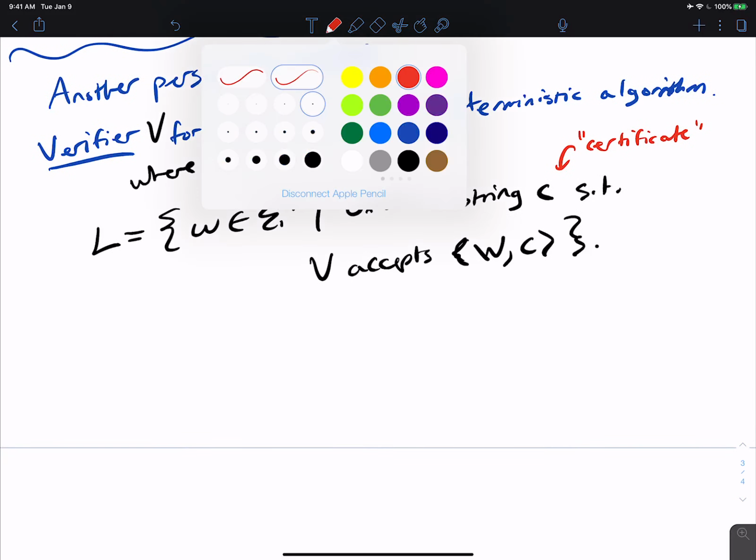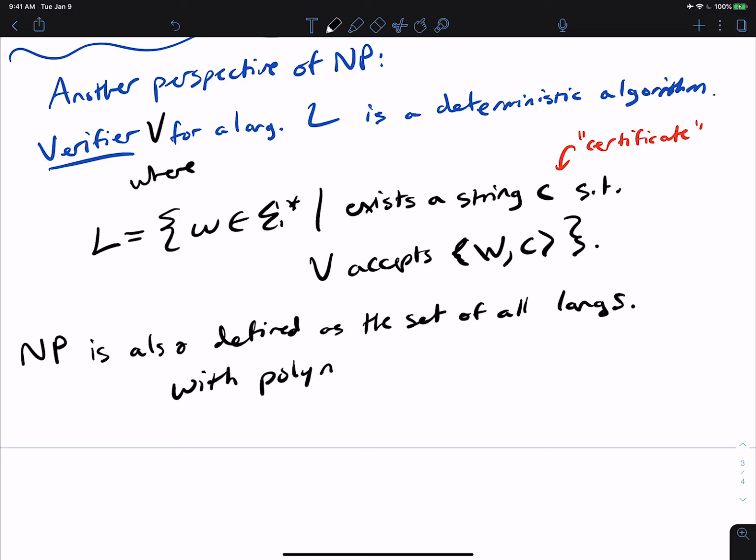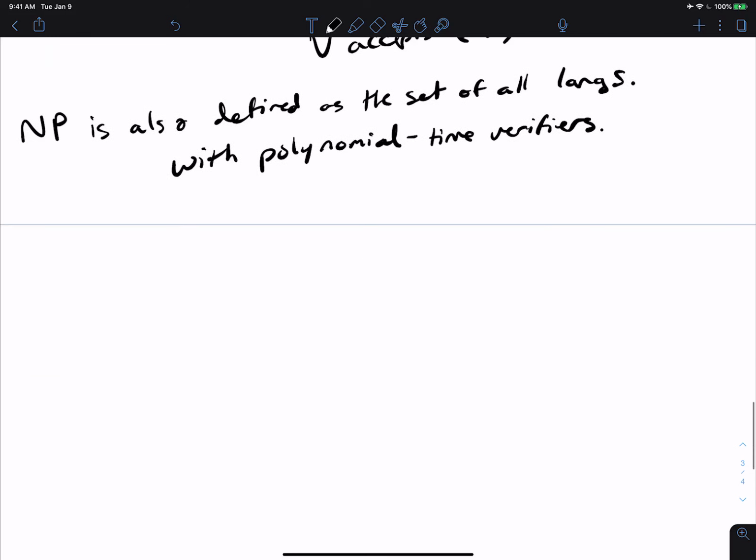So a way to view NP: NP is also defined as the set of all languages with polynomial time verifiers. If you have a polynomial time verifier for a language, then that language is in NP. So let's talk about an example of such a language in NP.